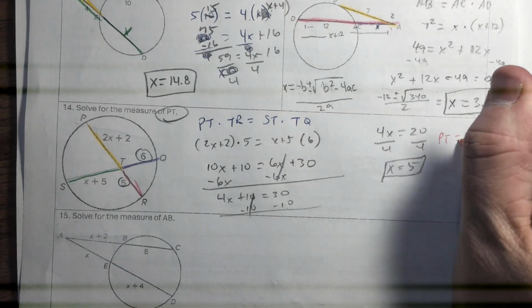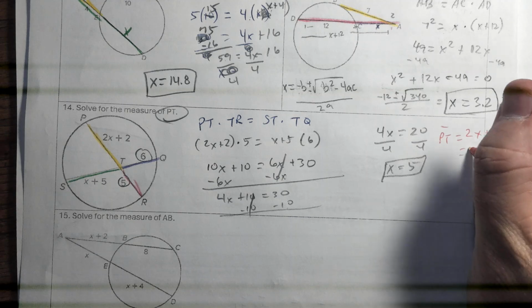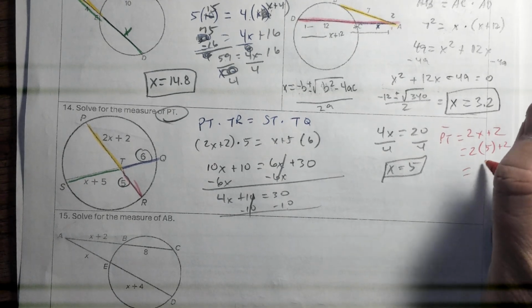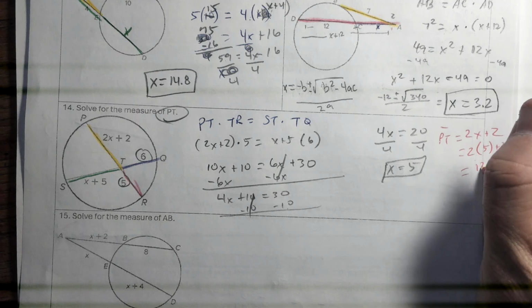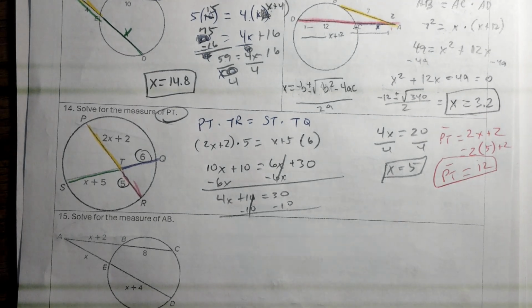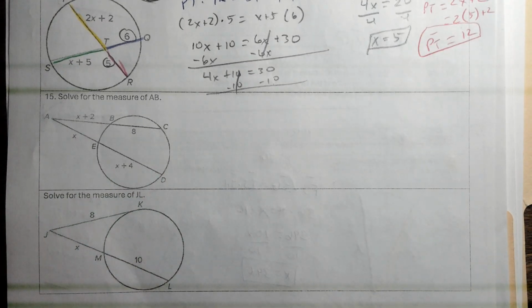So PT equals 2x plus 2. So 2 times what was x? X was 5, plus 2. That's 10 plus 2 is 12. So PT equals 12. All right, moving right along. Sorry, it's a long video. Okay, 15. Solve for the measure of AB.